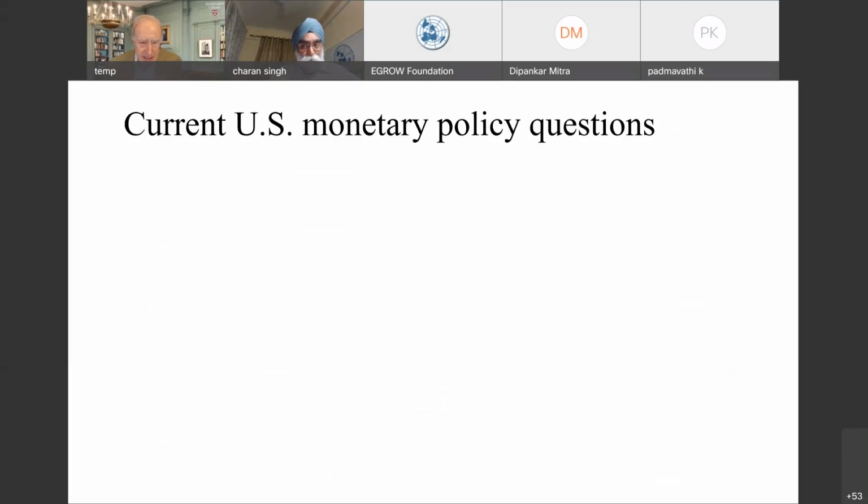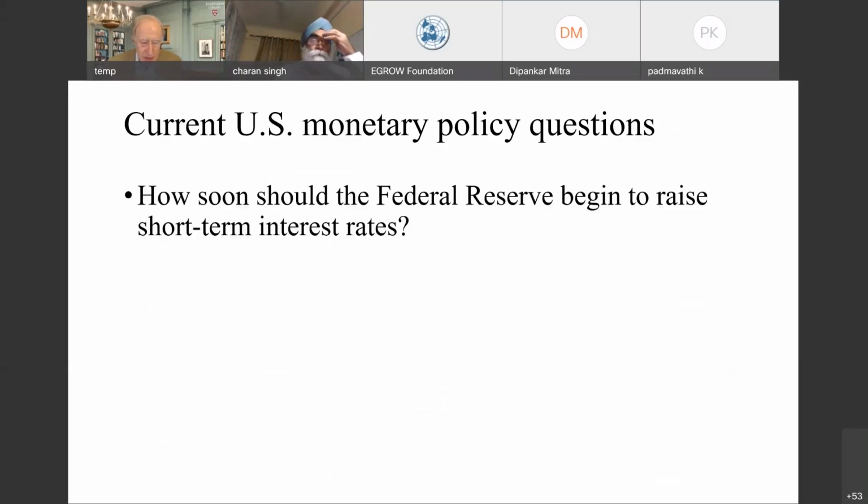Now, finally, I'm aware that not everybody is interested in the United States, but I thought it would be just a glaring omission if I didn't say anything about the current state of U.S. monetary policy. So let me conclude quickly by referring to a few issues, and I'm, of course, glad to talk about it more. The first question, which is naturally on the table, is how soon the Federal Reserve should begin to raise short-term interest rates now that the economy is clearly recovering and recovering rapidly from the COVID crisis. And my answer is soon.